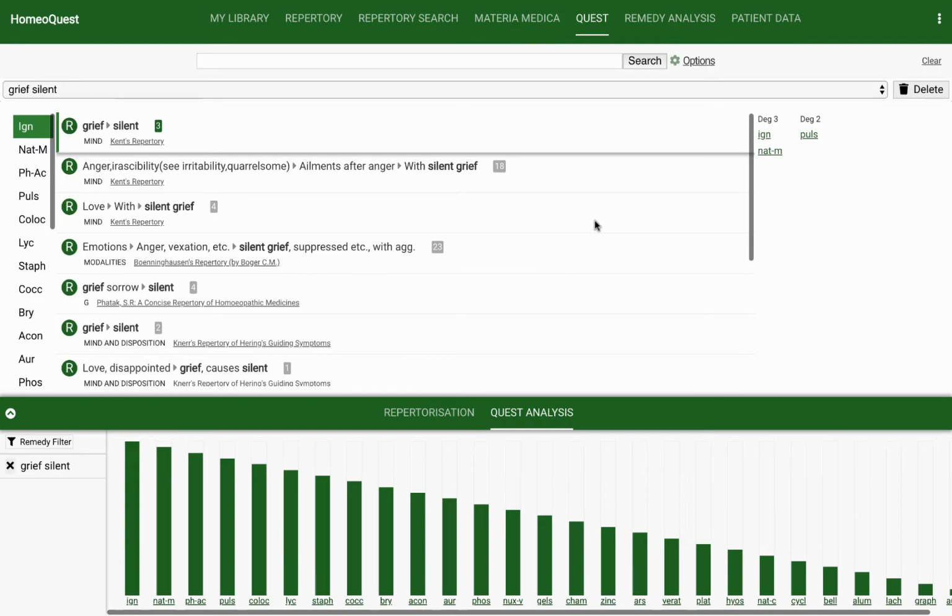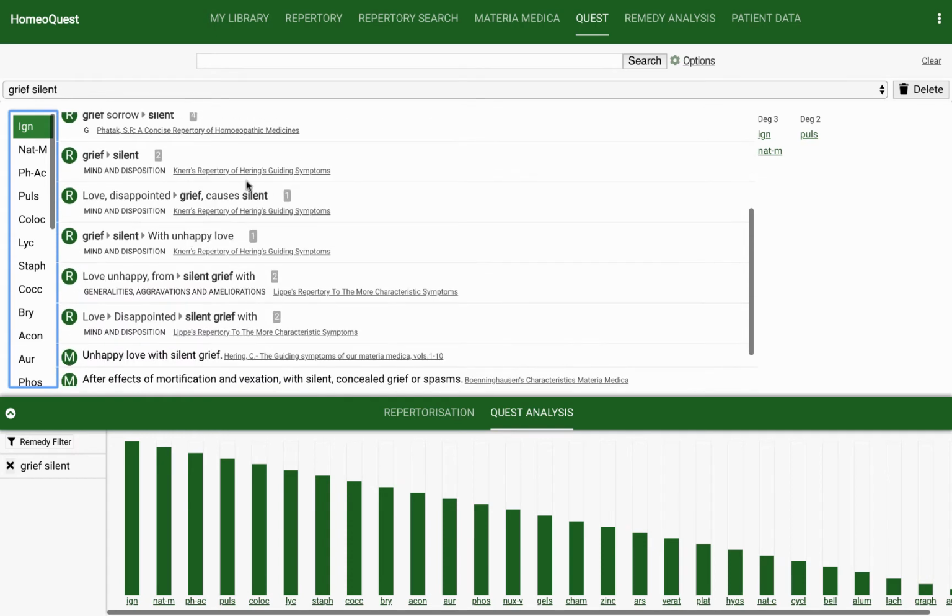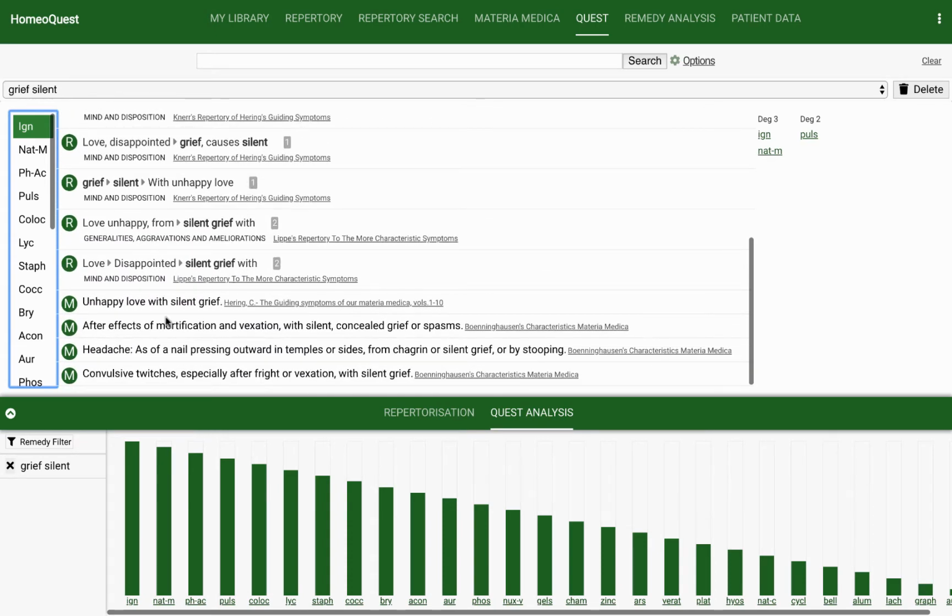Now what happens is Quest will go and sort out the top remedies for grief silent. Now by default, Ignatia is selected, so these are all the results for Ignatia. And if you realize, these results are now from Kent's repertory, Bonninghausen's repertory, Ney's repertory. But as you go below, you can start looking at even materia medica symptoms. So Hering's guiding symptoms, unhappy love with grief. Bonninghausen's materia medica, and you have silent grief, and so on.